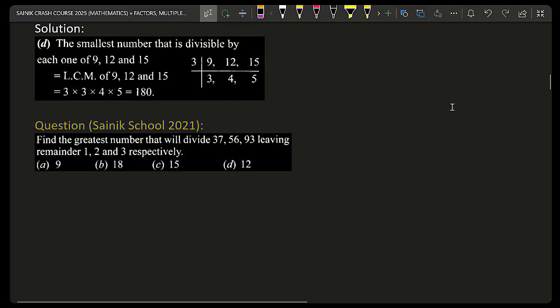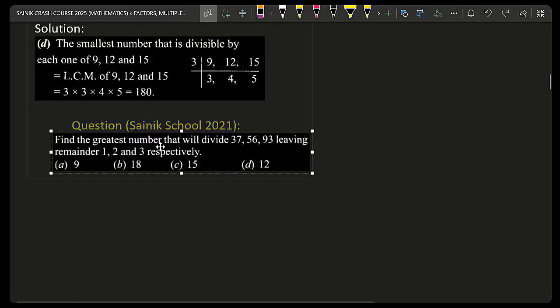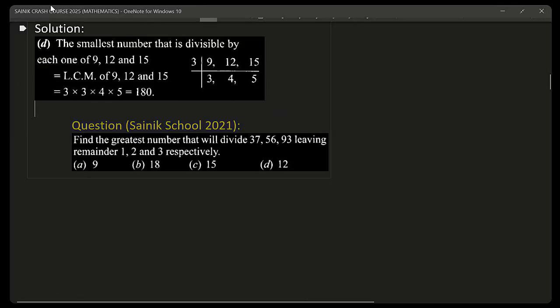No, sir. Pranay, the screen is not visible. Sir, sir. Wait a second, I'll do one thing. Pranay, is it visible now? Okay, read the question loudly.